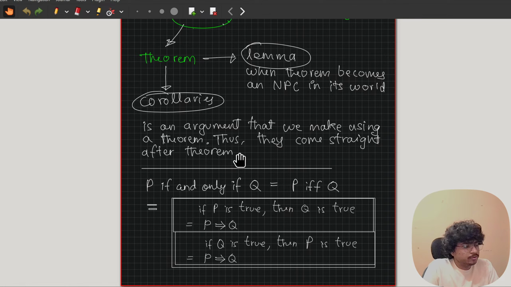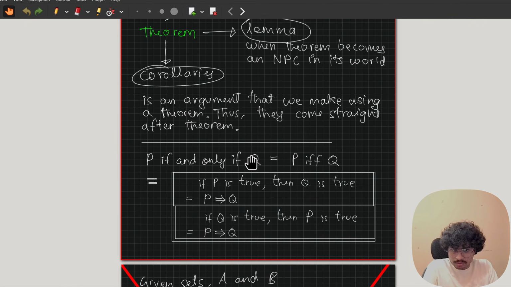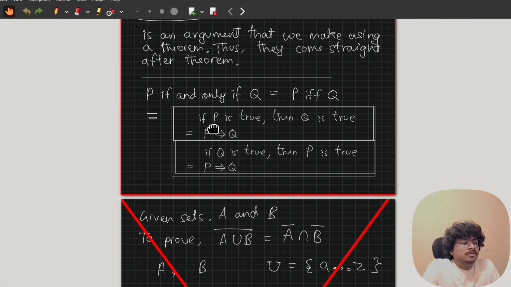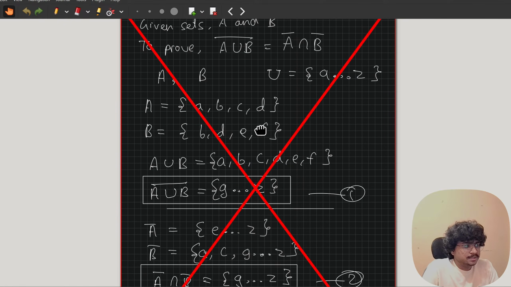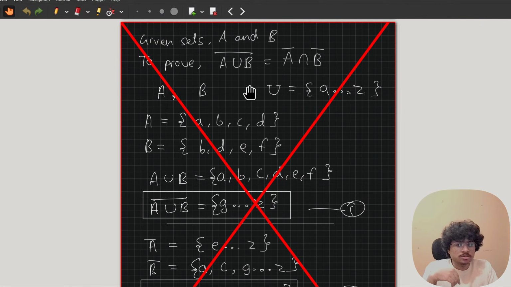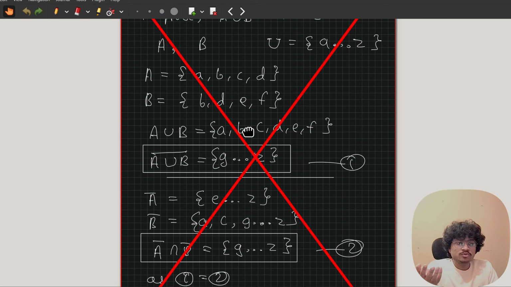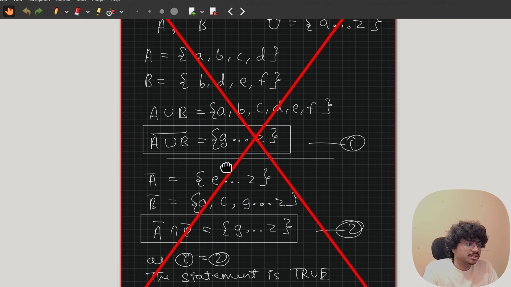And what is a corollary? A corollary is also a theorem, but it is an argument that we make using a theorem. They come straight after the theorem. For example, let's say there is a theorem. For example, this right here. It was given to me to prove De Morgan's law. I kind of proved it using some corollaries, which is of course wrong. This is not a proof.